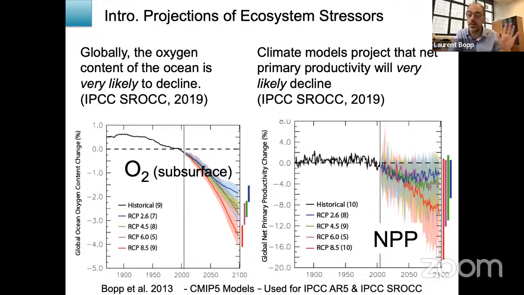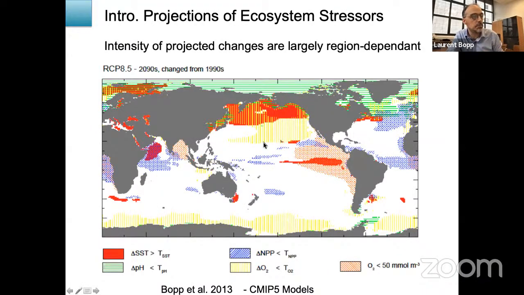Of course, these are global values for warming, for acidification, for oxygen, and for NPP, but these projections do vary a lot at the regional scale. And this is what you have on that map. So that's a composite map where you see the projections of all these properties, but you see in colors the regions that are the most affected by those modifications.